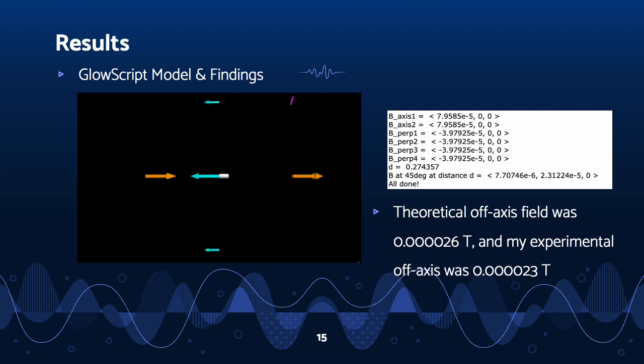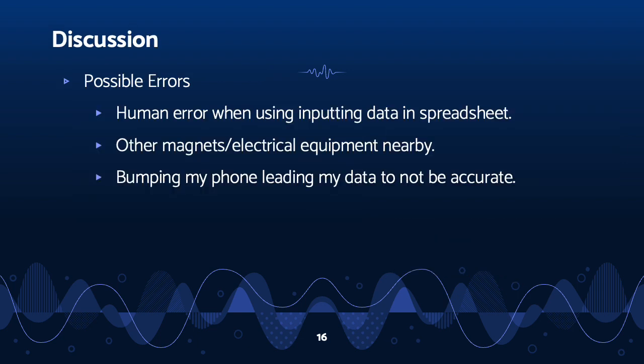My theoretical off-axis field was 2.6 times 10 to the negative 5th Tesla, and my experimental off-axis was 2.3 times 10 to the negative 5th Tesla. These measurements are not far off, so I would say that the computed 45-degree angle agreed with my measured value. Some possible errors could have been human error when inputting data in the spreadsheet, either not in the right column or row, other magnets / electrical equipment nearby, or bumping my phone, leading my data to not be accurate.